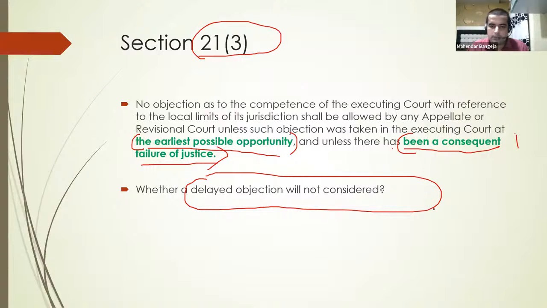Guys, you can answer. Whether delayed objection will not be considered at all. Will be considered. It should be considered. Kajal says no. Anybody else? Reasonable justification. Reasonable delay is considered. It can be considered. Ashna says it will be considered. Yes, it will be considered. Okay. You guys are correct.